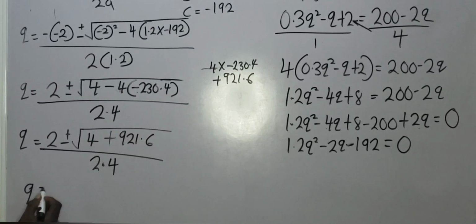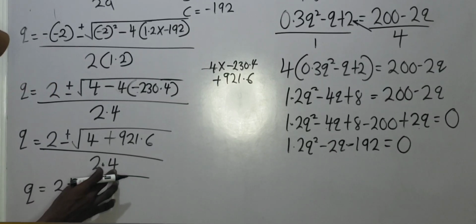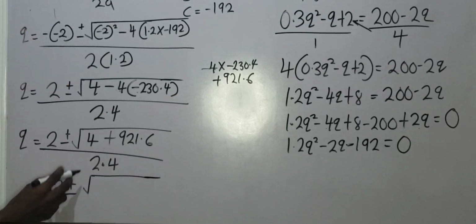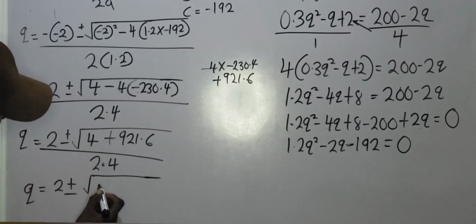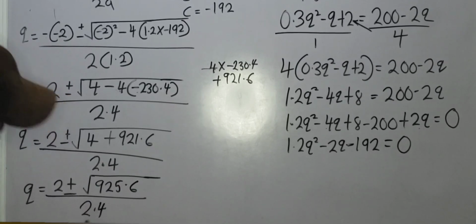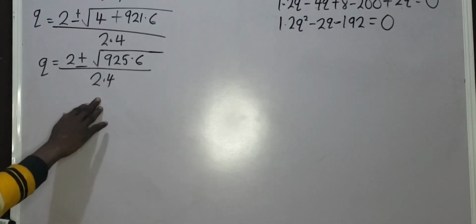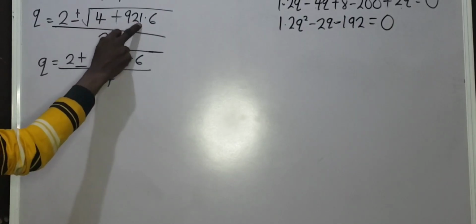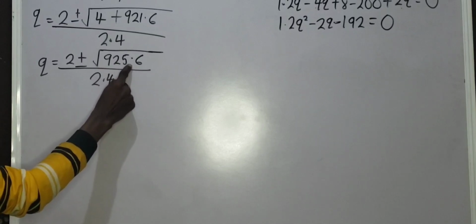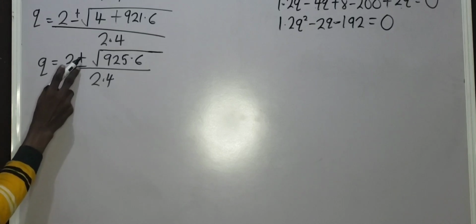For this, I'm going to have Q is equals to 2 plus or minus the square root of, don't let this join together, the square root of 4 plus 921.6, that is 925.6 all over 2.4. Now we have gotten to this point. We are going to separate the Q into 2 because we have plus or minus sign. Do you understand how we got here? I just add 4 plus 921.6, that gave me 925.6. So I've not done anything. Now you know that we have plus or minus here.